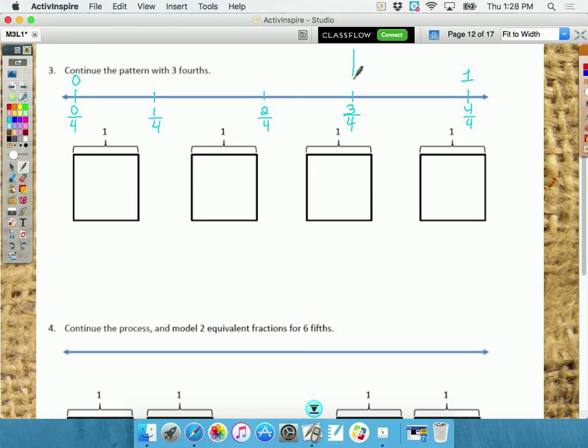So what I'm going to do is draw an arrow to 3/4 on my number line. Okay? What's my denominator? 4. So I will have 4 columns, which is 3 lines in each. And it's 3 vertical lines, isn't it? Yes. Okay.